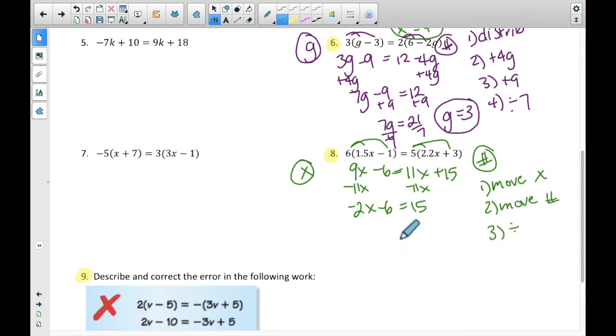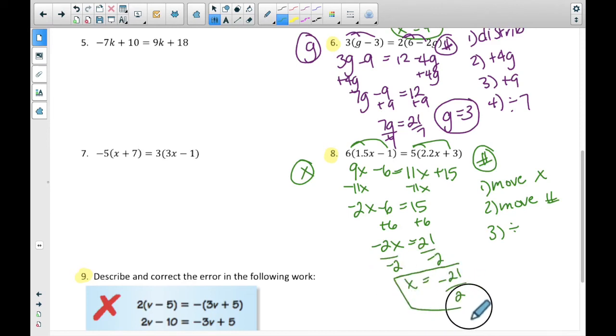All right, so 6 is on the wrong side. 6 needs to be on the number side. So we need to move that 6. So we get a negative 2x is equal to, I add this on my calculator, I get 21. I'm going to divide by the constant, the number. So I'm going to divide by negative 2. And I get x equals, all right, once again, leave it as an improper fraction. Please do not give me a mixed number, and please do not give me a decimal. Just leave it as an improper fraction.